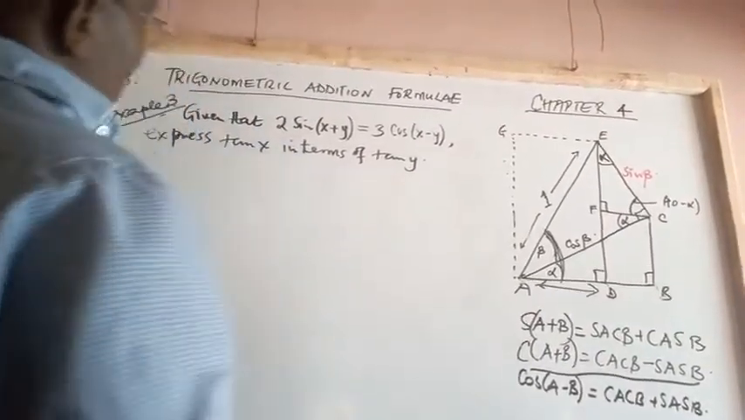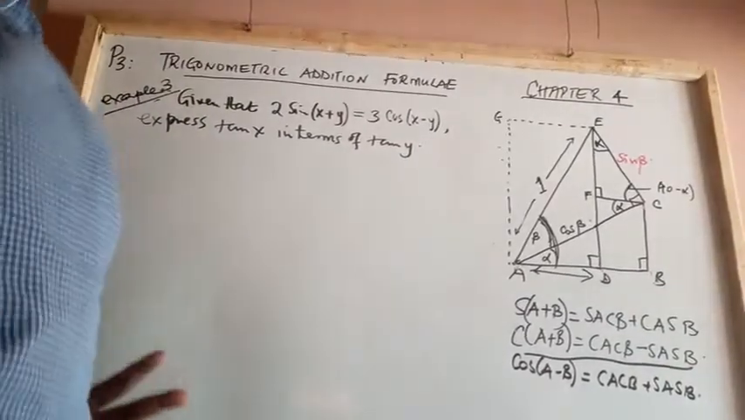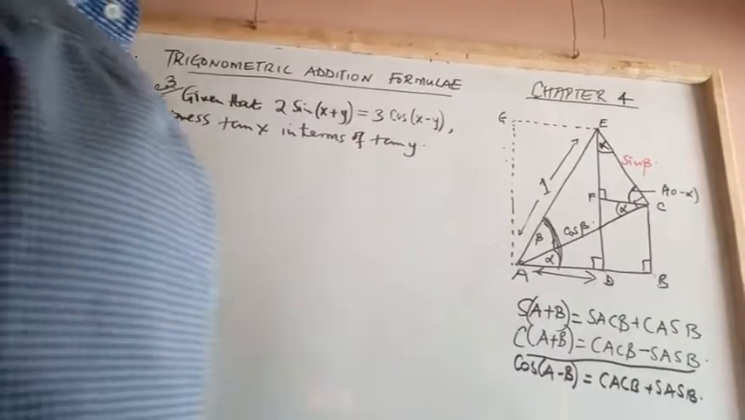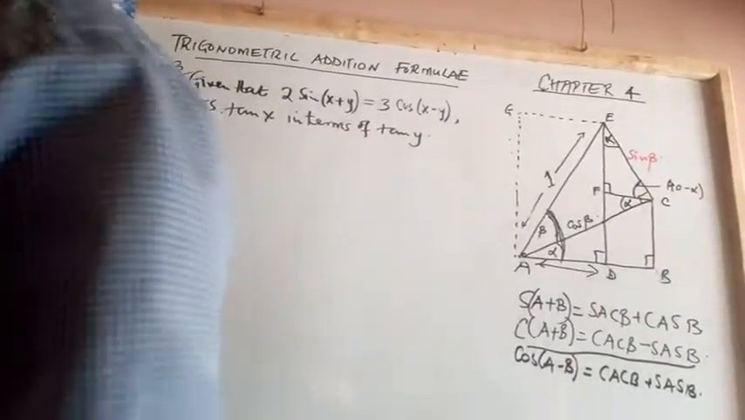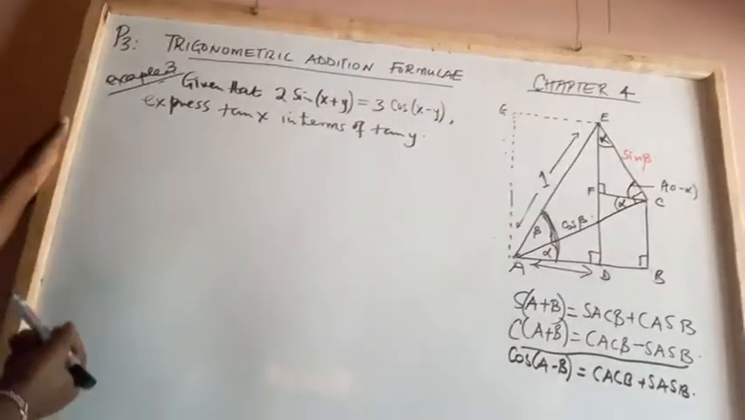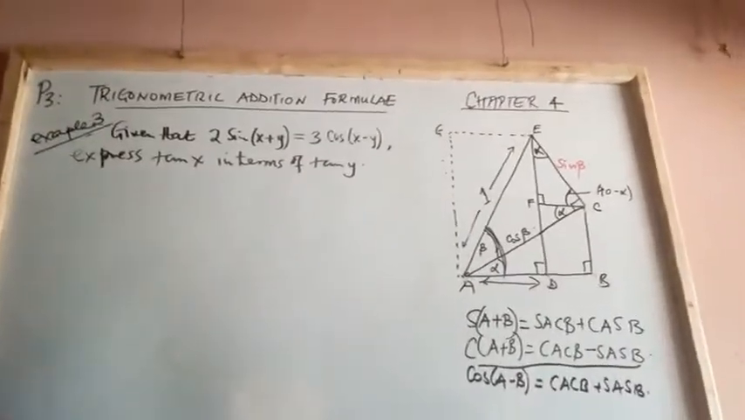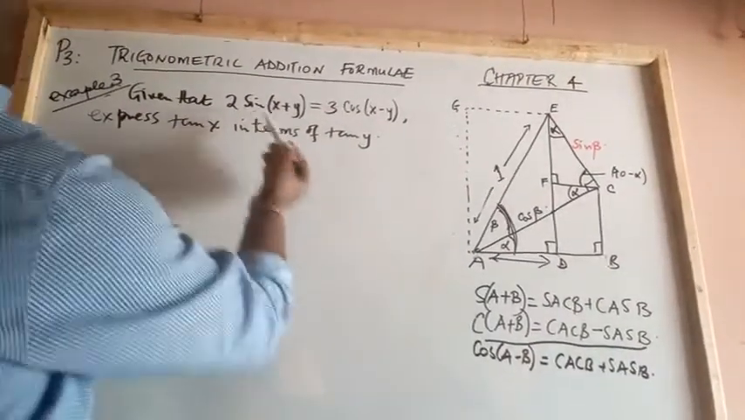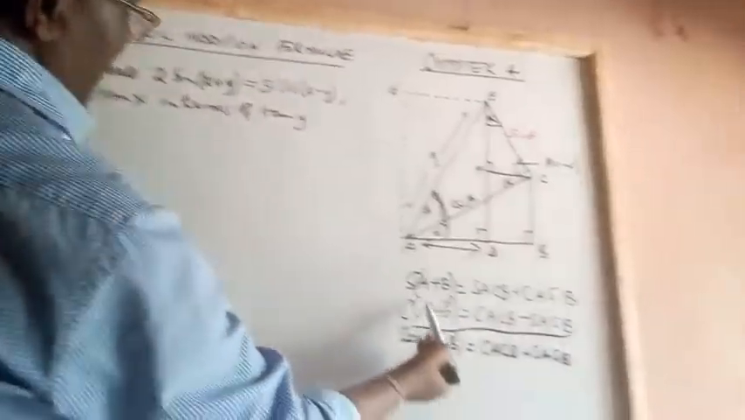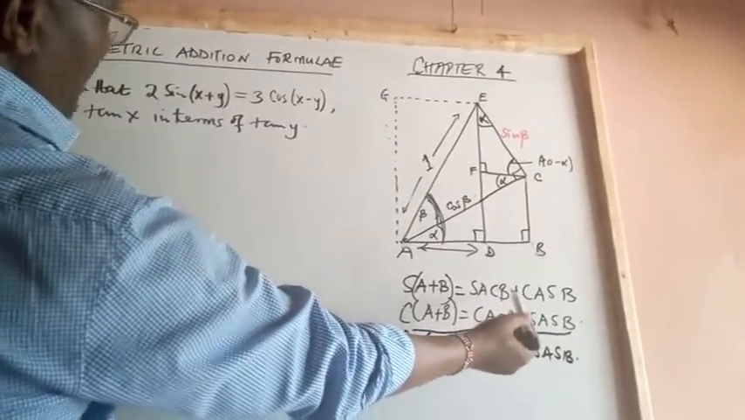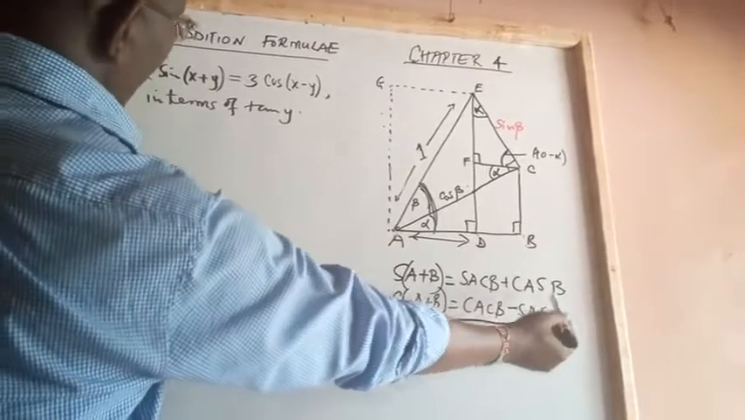Where are they getting the tan x and the tan y from the sine and the cosine? That may be a problem to a beginner, but for this class, it's not a problem. This video will show us how to maneuver this. From our previous understanding, we know that sine x plus y is sine x cos y plus cos x sine y.